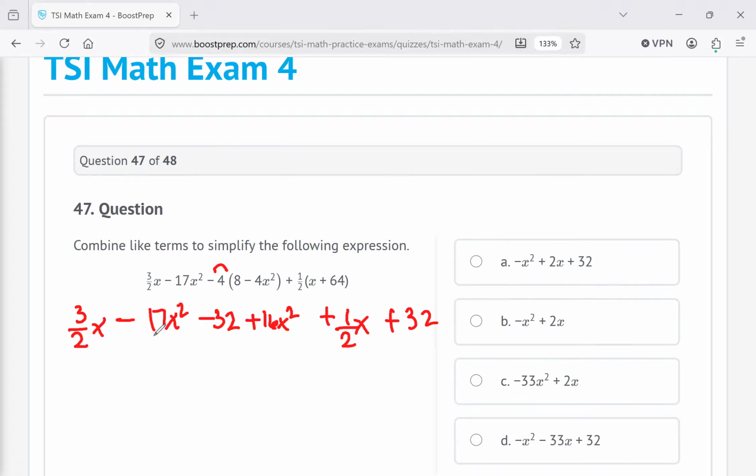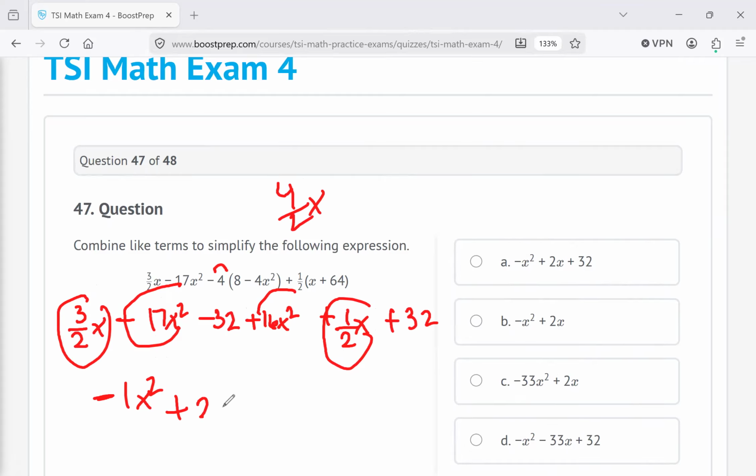Then what I would do is just combine my terms. Start with the highest power. You have a -17x squared and a 16x squared. That is -1x squared. And then what about our x's? We have x and 1/2 x. That is 4/2 x, which is really 2x. And then you have the -32 and 32, which cancel. So it is -x squared plus 2x.